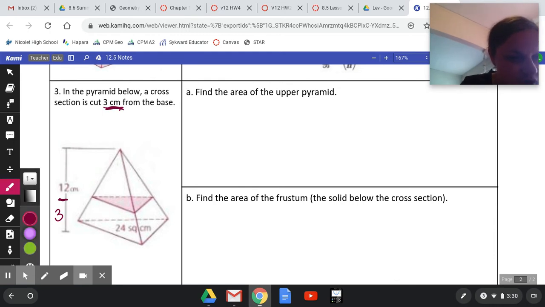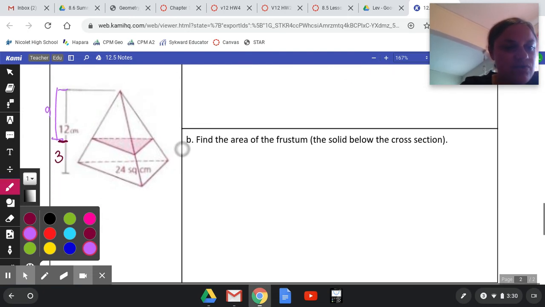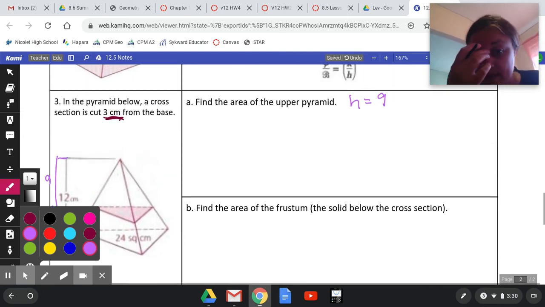I'm going to use a different color here. So my height would be equal to 9, because that's this distance over here. The total distance is 12, and 12 minus 3 is 9. So that's what's left over.